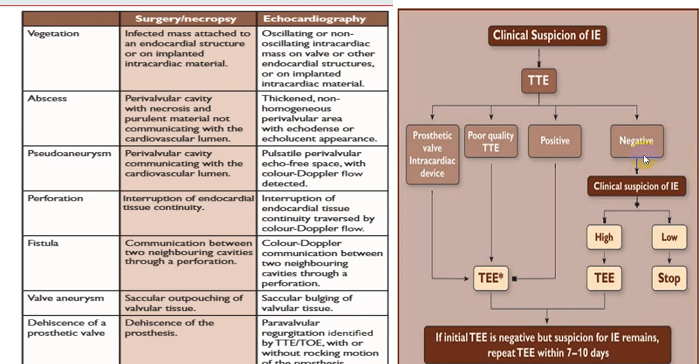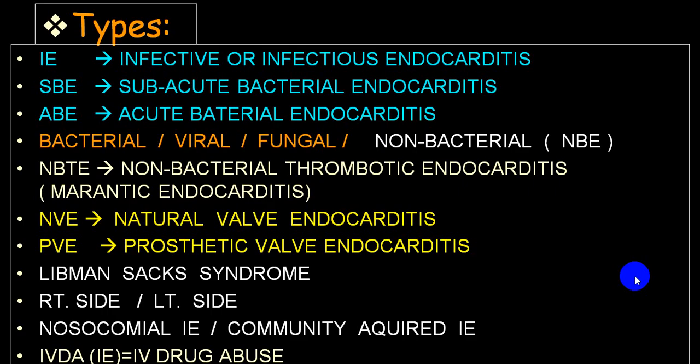So you can put them into clinical suspicion groups, into high suspicion and low suspicion, etc. There are some terminology which are very frequently utilized. One is infective endocarditis. There was one term called subacute bacterial endocarditis, but that is now replaced by infective endocarditis. There is also one term called acute bacterial endocarditis.